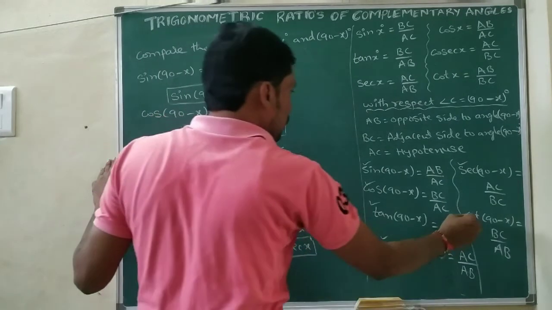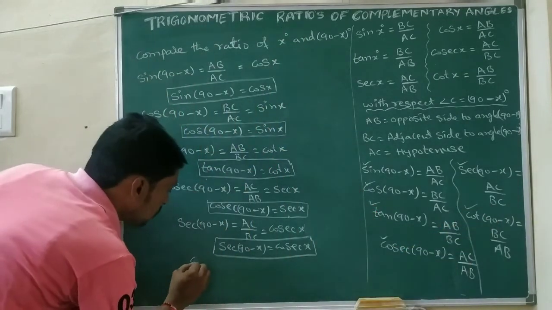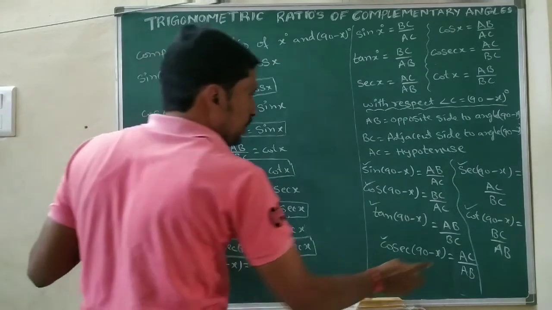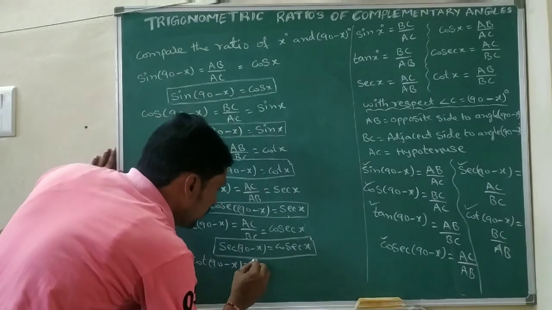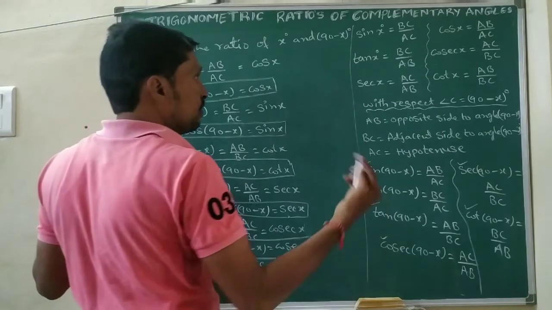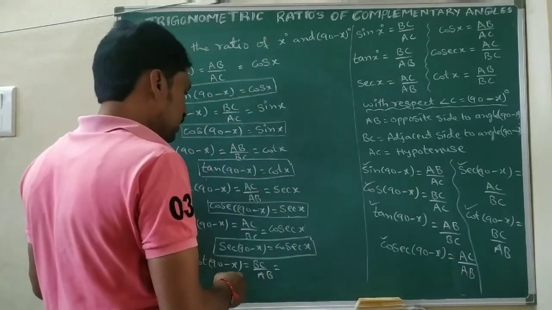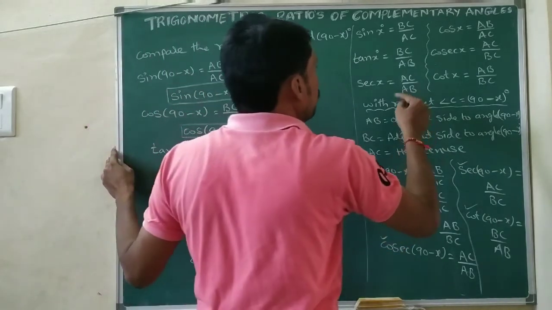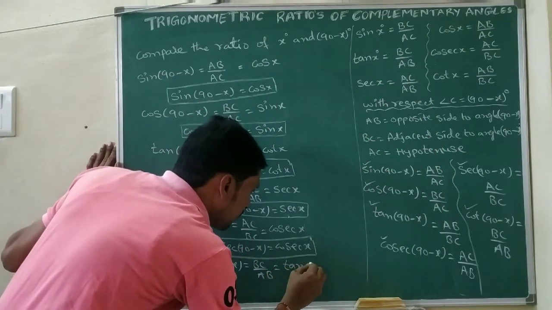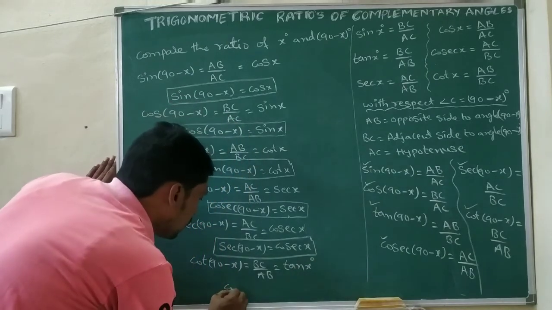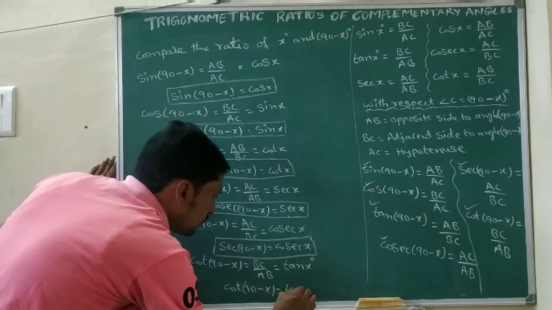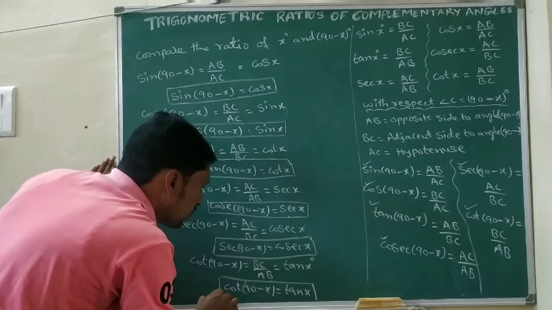Last one is cot. Cot of 90 minus x, the value is BC by AB. With respect to x degrees, BC by AB we are getting tan x. So cot 90 minus x equal tan x. So this is the sixth one.